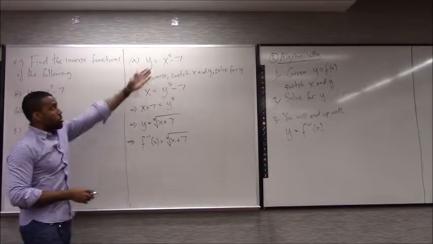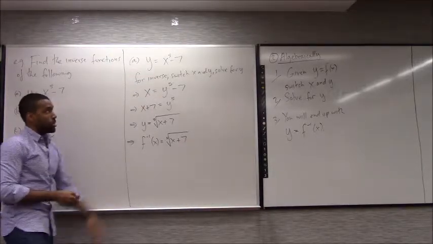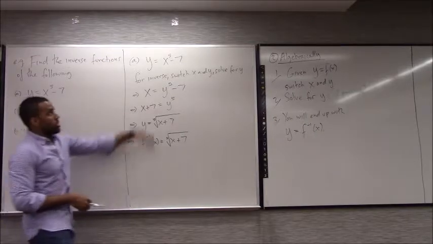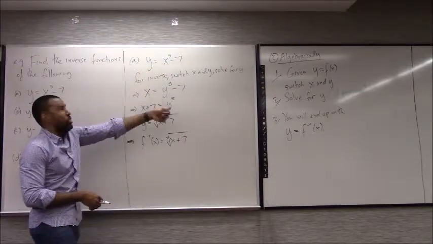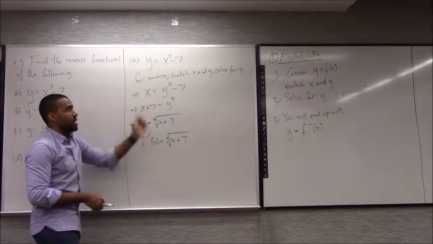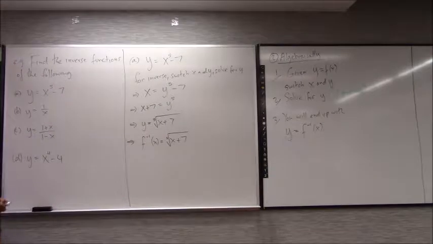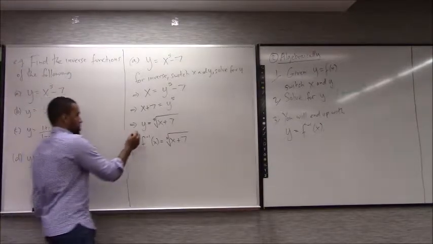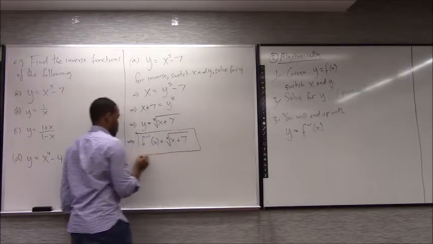So the function that will reverse this function is that function. This took the fifth power and subtracted 7. What you're going to do is add the 7 back and then take the fifth root to get back the original. So that is your inverse function.